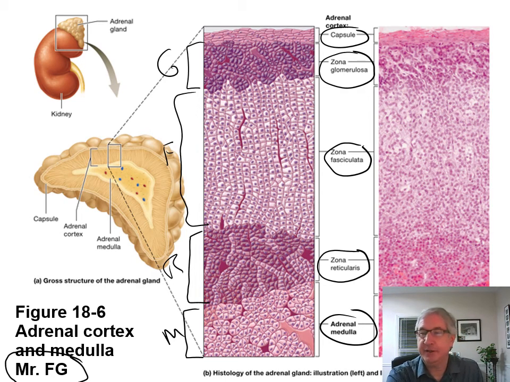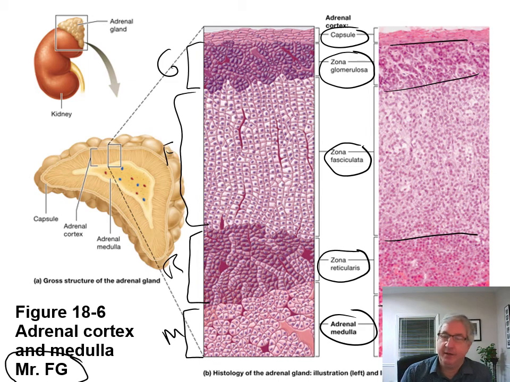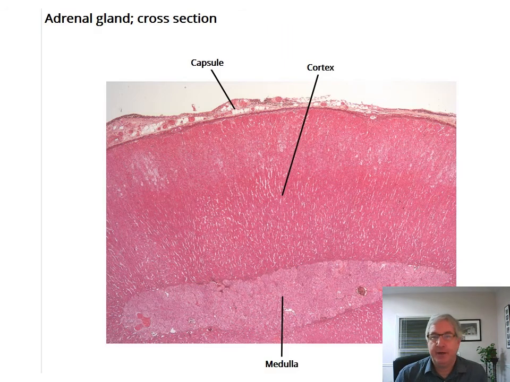You can see the difference in cells here: the zona glomerulosa here, fasciculata here, reticularis here. You can't see behind my head, but you can look it up on the PowerPoint. You can see there are different layers of cells in the adrenal cortex, and the medulla has a lot of chromaffin cells making adrenaline and noradrenaline. Next slide.